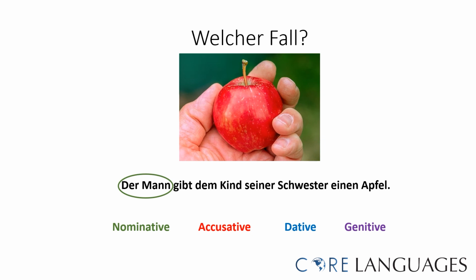Let's find the accusative. The accusative is the direct object, or the thing or the person that is receiving the verb, or that is being verbed. What does he give? He gives einen Apfel. Who does he give the apple to? He gives it to the indirect object, dem Kind. Dem Kind is in the dative case. And it is the child of whom? It is the Genitiv, seiner Schwester, of his sister.